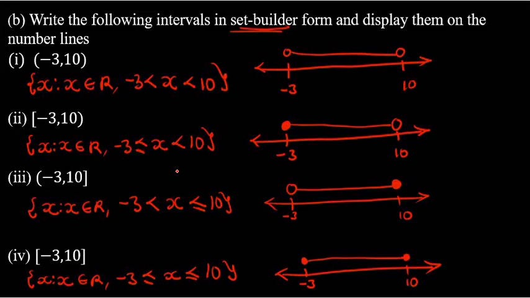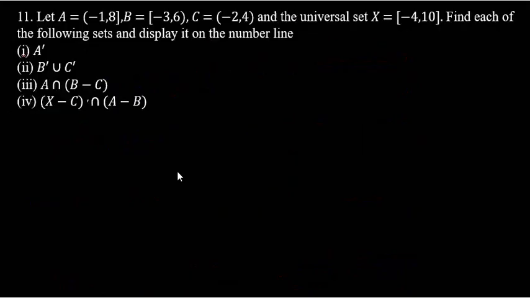Then let's go to another question now. So question 11, it says let A equal to -1, which is not included, and 8, which is included. B is equal to -3, which is included, 6 is not included. Then C is equal to -2, which is not included. Then 4 is not included again.